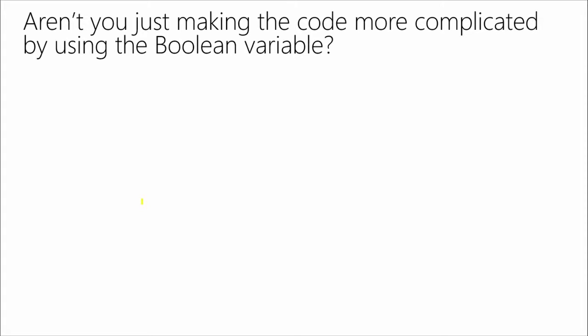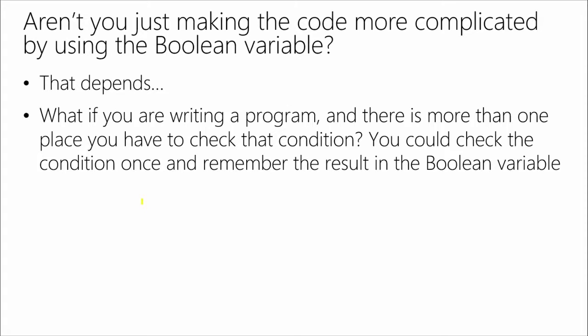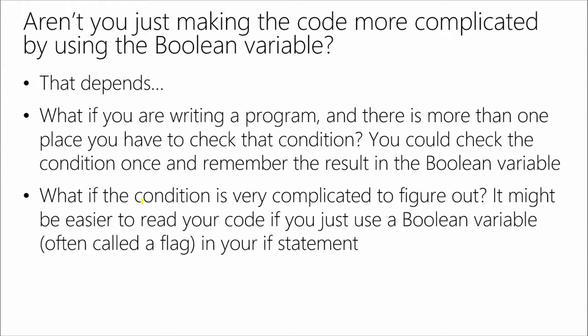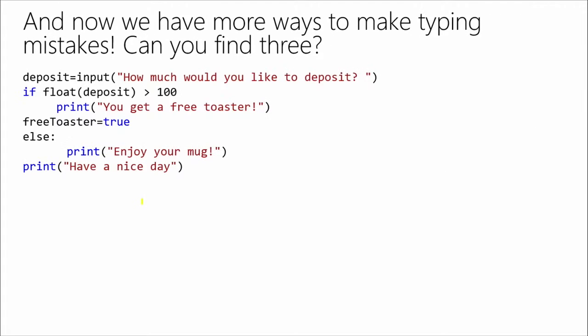Are we just making the code more complicated by using the Boolean? Again, we just had that whole discussion. There might be more than one place you have to check the conditions, so we're trying to be effective and efficient. If it's very complicated, it can make the code easier to follow if you just write the logic for checking it in one place, and then you just check the result later on when you need to. And we often call that a flag. But now we have more ways to make some typing mistakes.